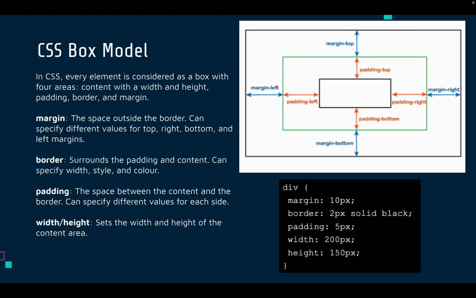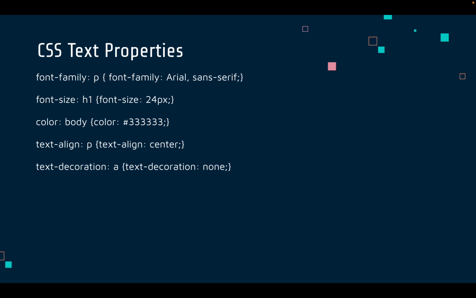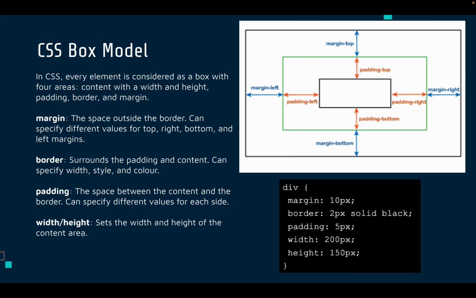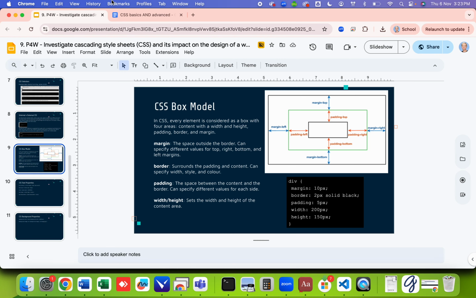Now, these slides are only going to come into play: the CSS box model, the text properties, the background properties, more background properties, positioning. This is really my favorite part of web dev. All of this stuff is going to come into play, and you can use these slides for reference a little bit later when you start playing around with some of the activities.